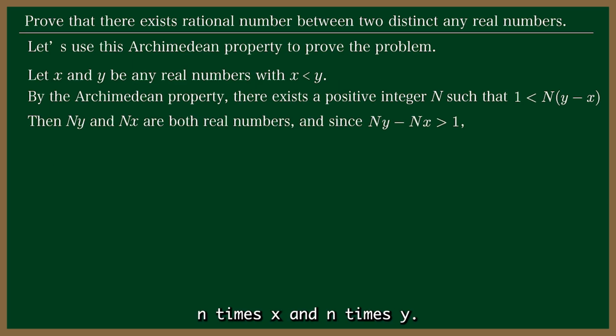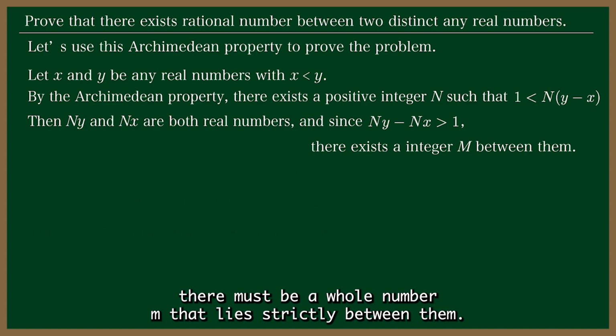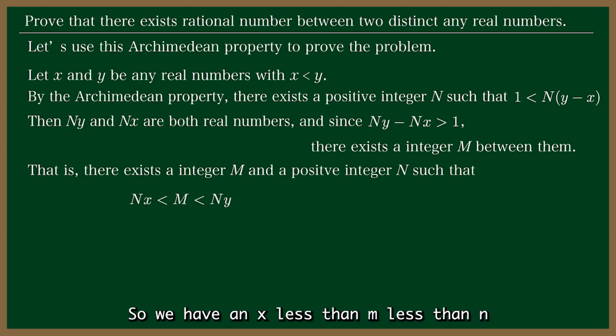Now look at the numbers n times x and n times y. These are real numbers, and since n times y is more than 1 unit larger than n times x, there must be a whole number m that lies strictly between them. So we have nx less than m less than ny.